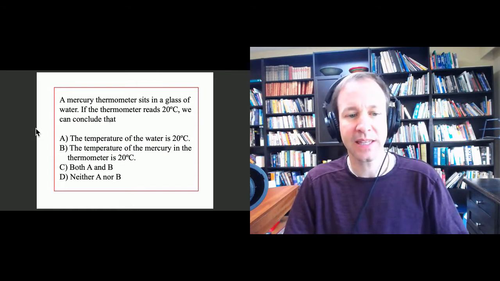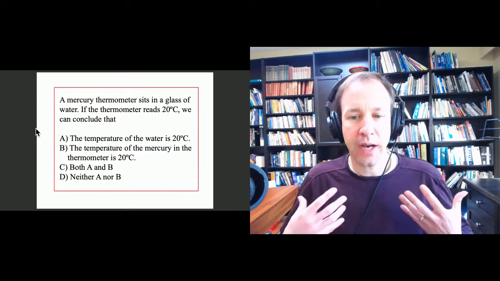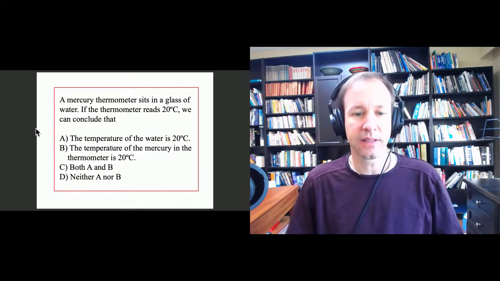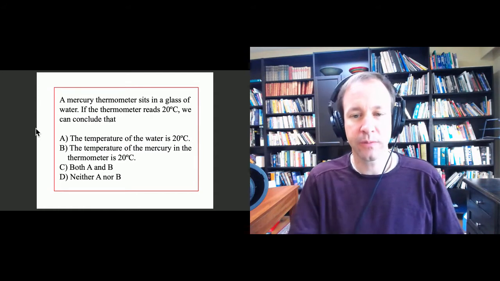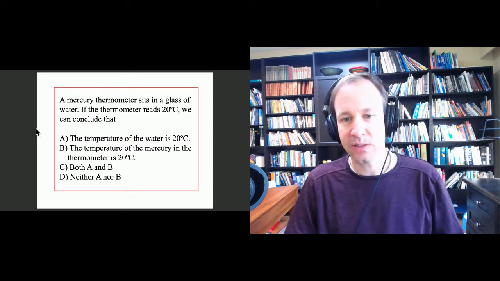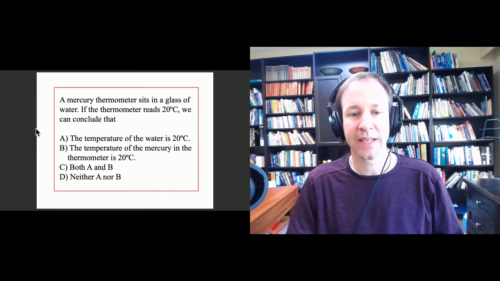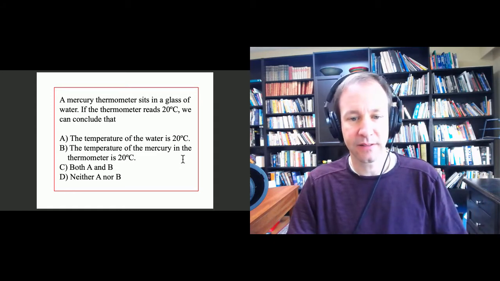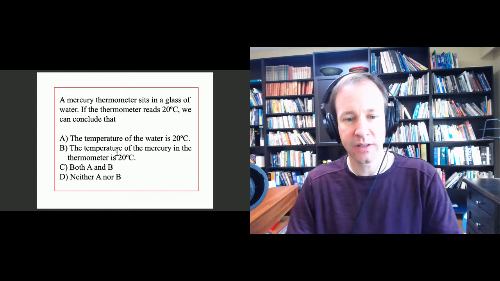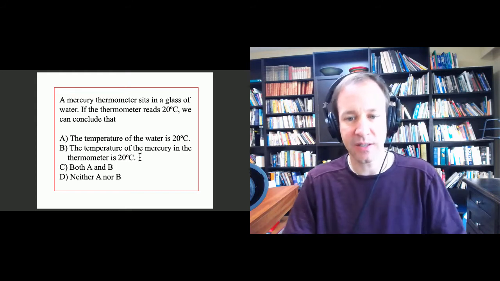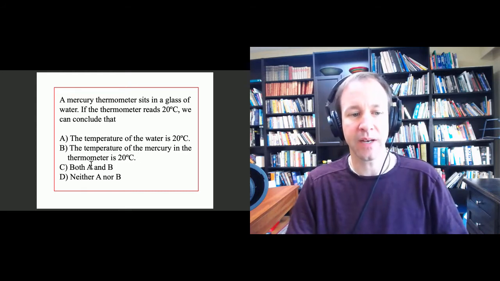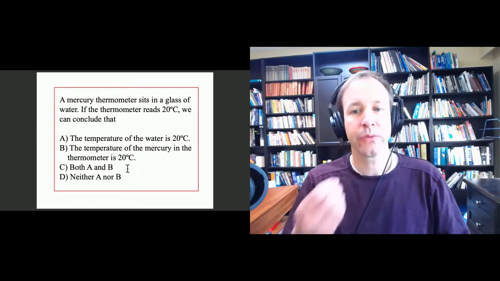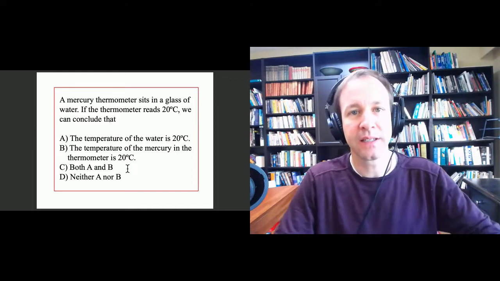Okay, and so I think a couple of these answers sound very reasonable. Normally when you put a thermometer in water and it says 20 Celsius, that means that the water is 20 Celsius. And so you might think that A is correct and the temperature of the thermometer should also be 20 Celsius because they should be the same temperature. And so you might answer C, both A and B. That would be assuming one thing, though.